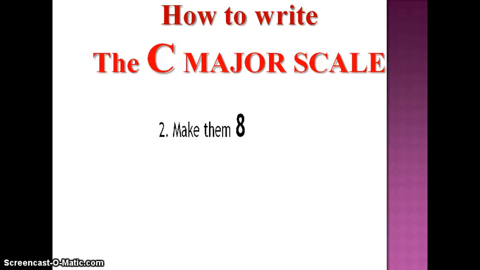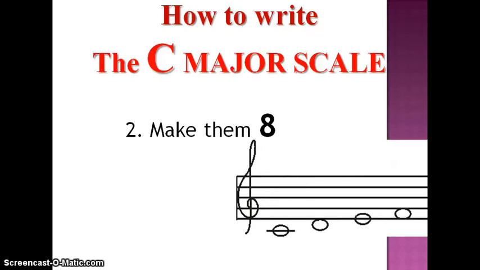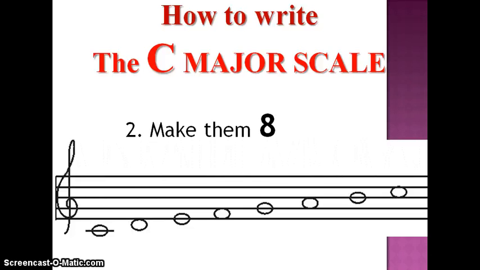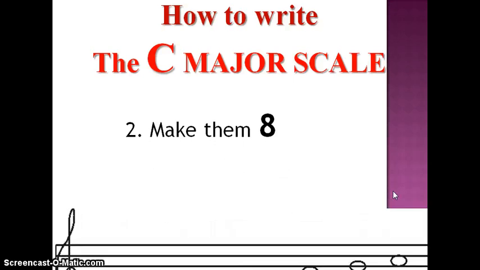Step 2 to writing the C major scale. Make the notes 8. You have the first note, just add 7 other notes. The second in the space below the first line. The third note has to be on the third line. The fourth note in space 1, and then the next note on the line, the next note in the space, the next note on the line, and finally C in space 3.